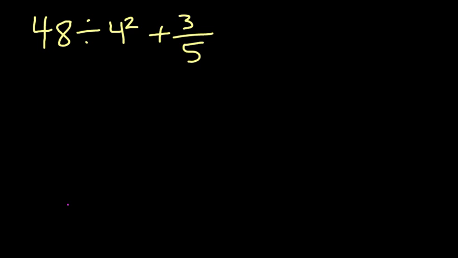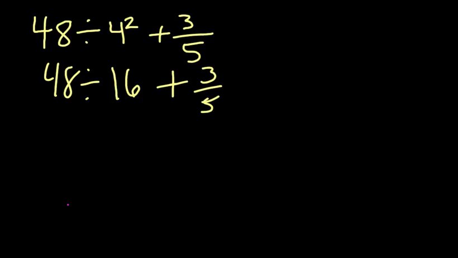So, here we go. Order of operations. What happens first? Parentheses. There's not any exponents. 4 squared is 16. 48 divided by 16 plus 3/5. Okay, divide next. Divide and multiply. 48 divided by 16. What's that? 3. 3 plus 3/5. Oh no, I have to get a common denominator. And oh, this is so much trouble.